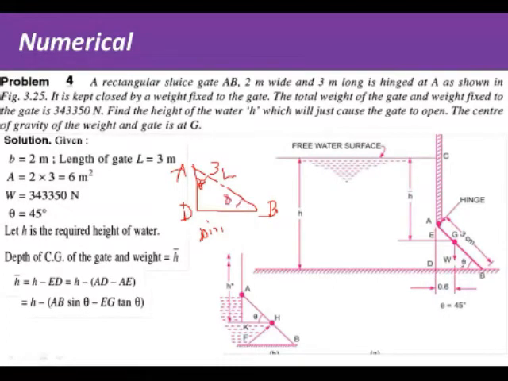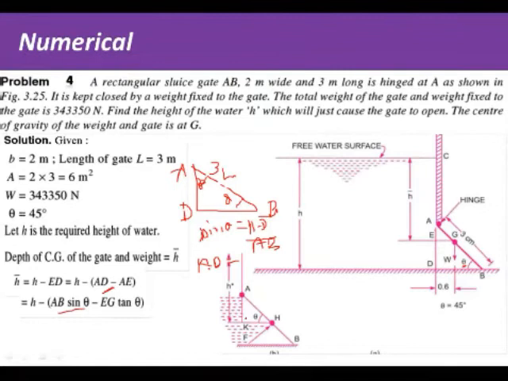Theta is given here. So sine theta equals opposite, which is AD, upon adjacent, which is AB. So AD is nothing but AB sine theta. So we are replacing this AD as AB sine theta.